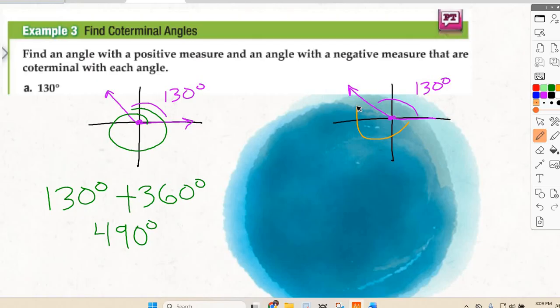230. Okay, but what kind of angle am I supposed to get? Negative. Okay, so what would I have done instead to get that? 130 minus. There you go. So instead, I want to take 130 and subtract 360. And we do get negative 230.